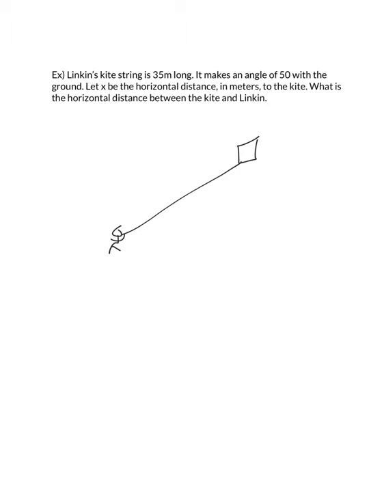Now, what do we know? We know that the kite string is 35 meters long. We know that it makes an angle of 50 degrees with the ground, and I know that I'm looking for the horizontal distance. Now that I have my diagram, the first thing that I'm going to be doing is labeling all of my sides. Now, I know right away this is my right angle, so I know the 35 is my hypotenuse.